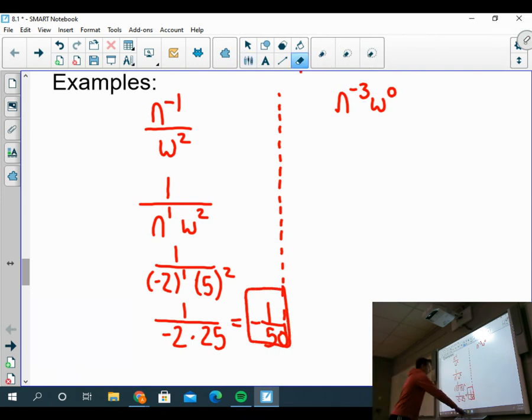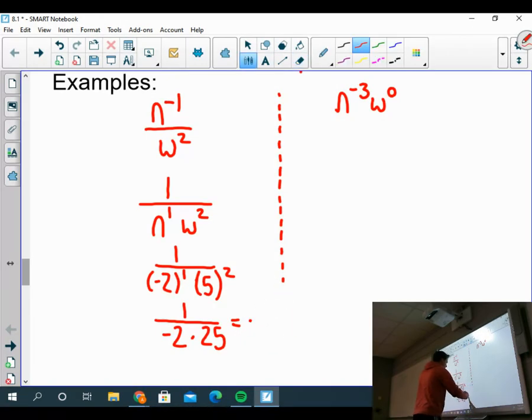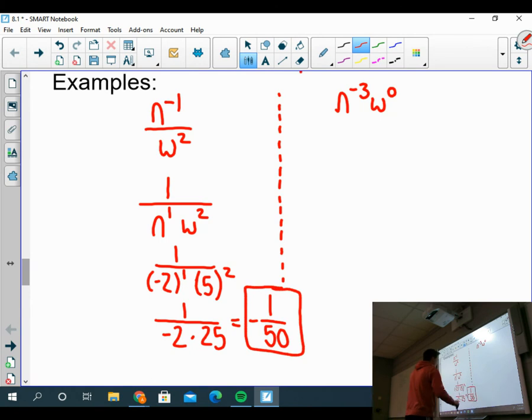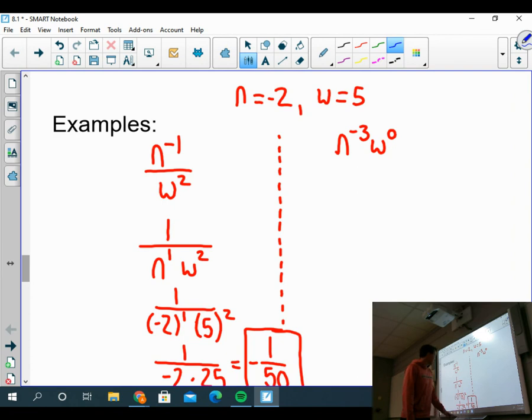-1 over 50. Let me write that a little bit neater. -1 over 50. Okay. Again, things to remember. Notice that when I plug my values in for n and w, I plug them in with parentheses. This ensures I make no mistakes when evaluating my exponents, especially when messing with negatives. So what are we doing over here with n to the -3rd times w to the 0 power?